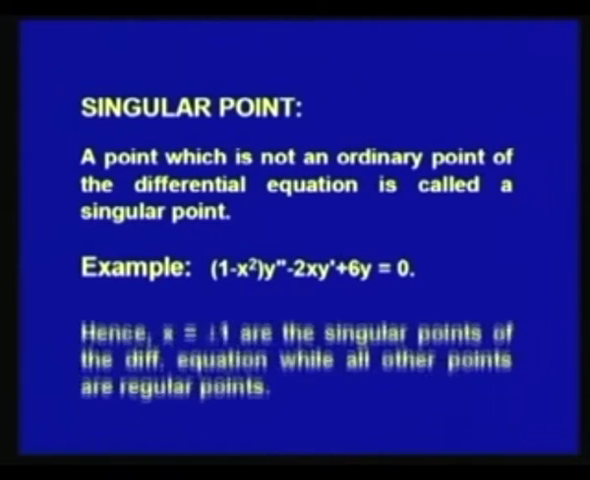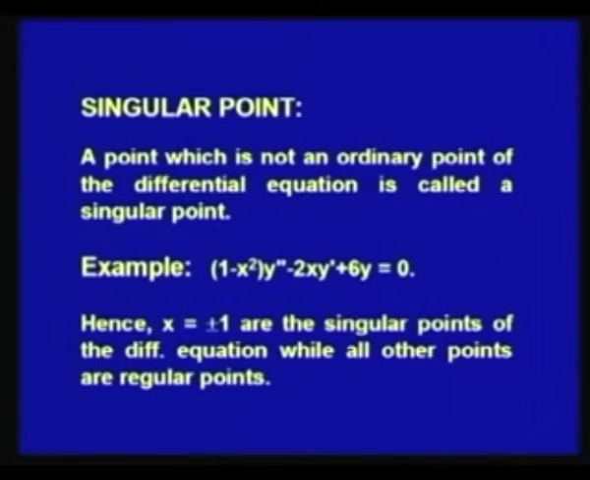For example, let us take the differential equation (1 minus x square) y double dash minus 2x y dash plus 6y equal to 0. If you compare it with equation 1, here a0(x) is equal to 1 minus x square, a1(x) is minus 2x and a2(x) equal to 6. When we put a0(x) equal to 0, we find that x equal to plus minus 1. Therefore x equal to plus minus 1 are the singular points of this differential equation, while all other points are ordinary points.